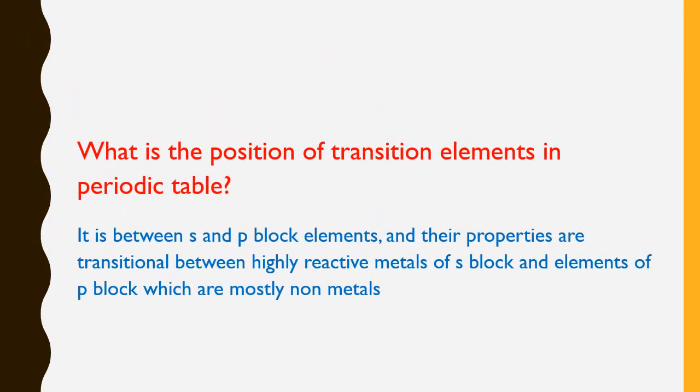The position of transition elements in the periodic table, as I told earlier, is between S and P block elements, and their properties are transitional between the highly reactive metals of the S block and the non-metals of the P block.